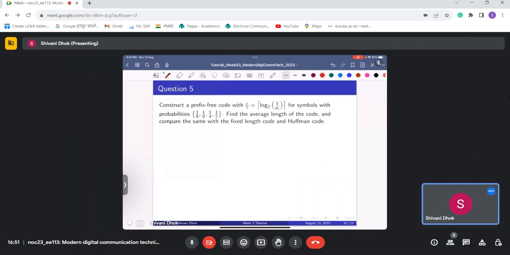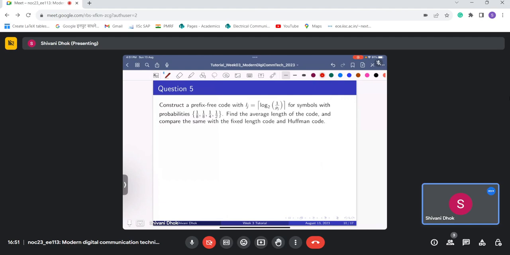So I think this question will help you understand more, Abhishek, regarding that lj thing. lj is some log of the probability pj, some 2 to the power minus k. It is of that form. So in this question, we need to construct a prefix-free code with lj as the ceiling of log 1 by pj to the base 2 for symbols with these probabilities. Next we need to find the average length of the code, and compare it with the fixed length code and the Huffman code.